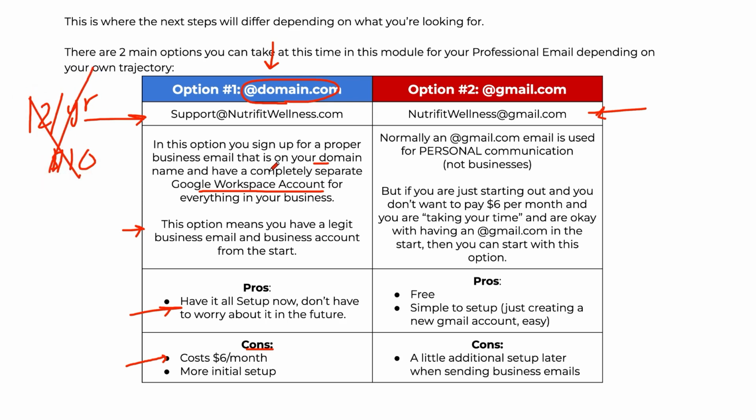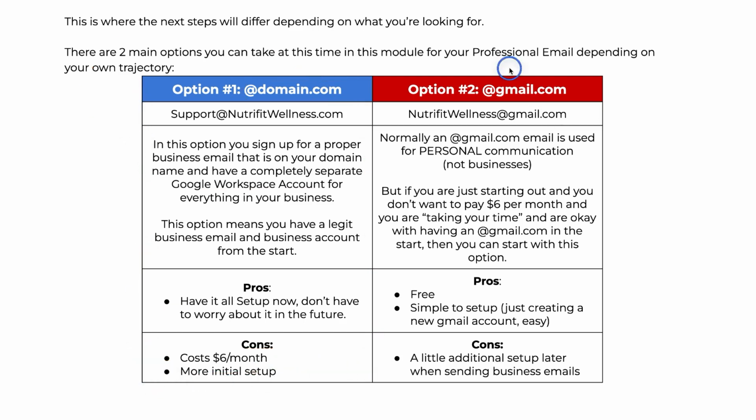What we're talking about over here is hosting your business email. So there's going to be a cost to that, right? And the starter plan for Google Workspace starts at $6 per month. And that does also mean that there is a little bit more of an initial setup here for option number 1, okay? Then option number 2, which we've already gone ahead and said, is going to be the at gmail.com.